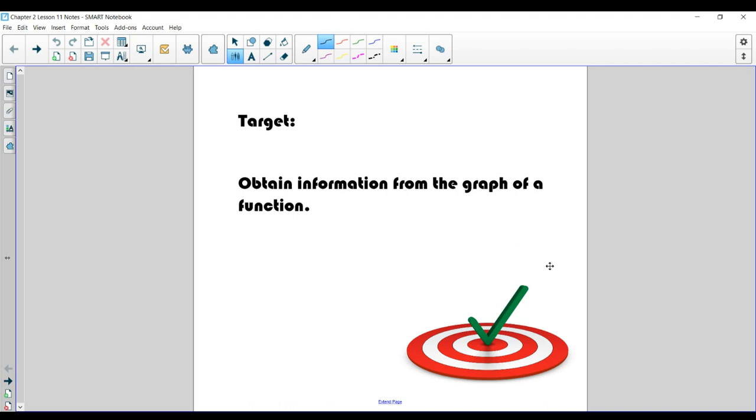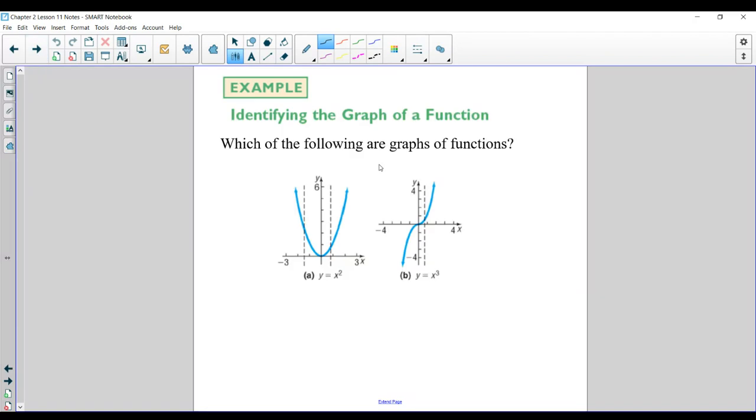For lesson 11, we're going to be talking about getting particular information from a graph of a function. So first of all, you need to decide what's a function and what's not. Off of a graph, you can determine whether something's a function or not by what's called the vertical line test.